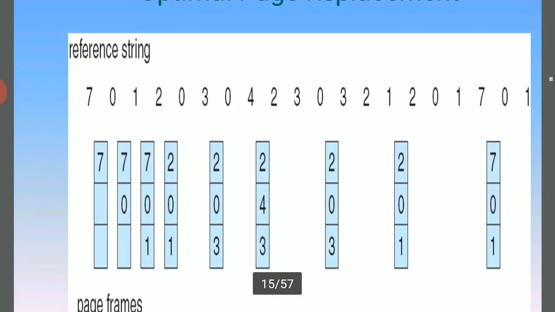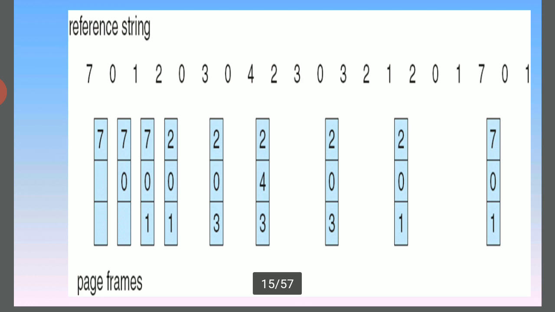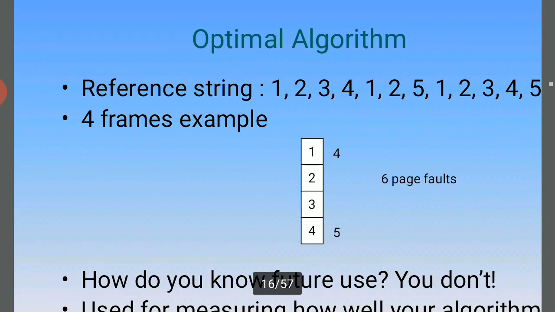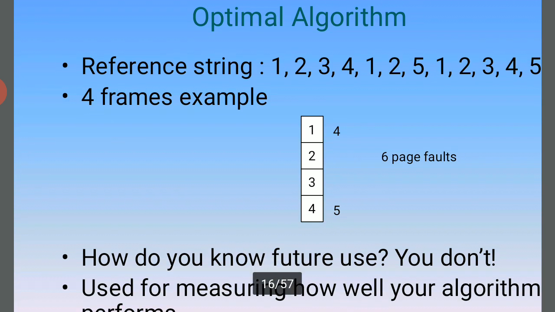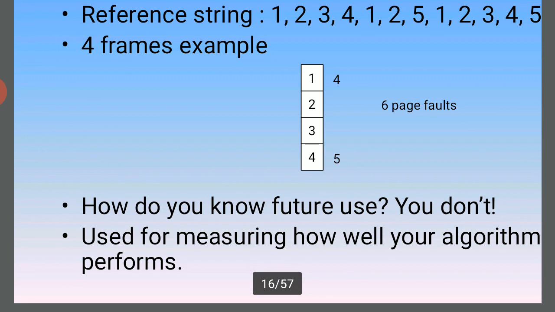And the optimal replacement, here see the same diagram will be repeated. So 7 0 7 0 and 7 0 1, the 7 replaced by the 2, and the 0 is the same, 1 is the same, and the 2 is the same, 0, and the 1 place replaced by 3. So it was changed, the 2 place same, and the 0 place replaced by 4, 3 plus 3, and the 2 0 3 here replaced by the 1 page to another page. And the optimal algorithm and the reference string 1 2 3 4, the 4 frames example and the 6 page faults, and how do you know the future use? You don't, and the use is for measuring algorithm performance. So it is an operating system mainly depending on page replacements.